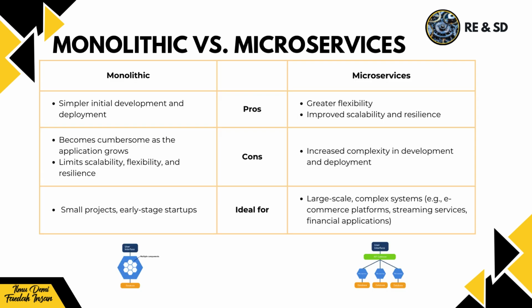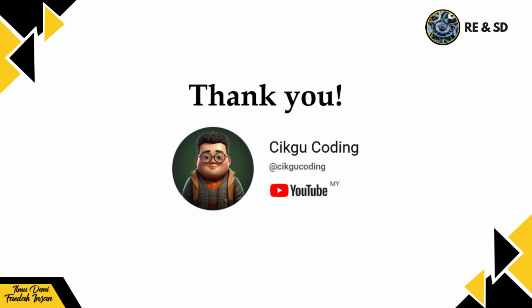In summary, monolithic architecture is simpler to develop and deploy initially, but can become cumbersome as the application grows, limiting scalability, flexibility, and resilience. It's suitable for smaller projects and early-stage startups. Microservices architecture, on the other hand, offers greater flexibility, scalability, and resilience, but comes with increased complexity in development, deployment, and infrastructure management. It's ideal for large-scale, complex systems requiring high scalability, flexibility, and fault tolerance, such as e-commerce platforms and financial applications.